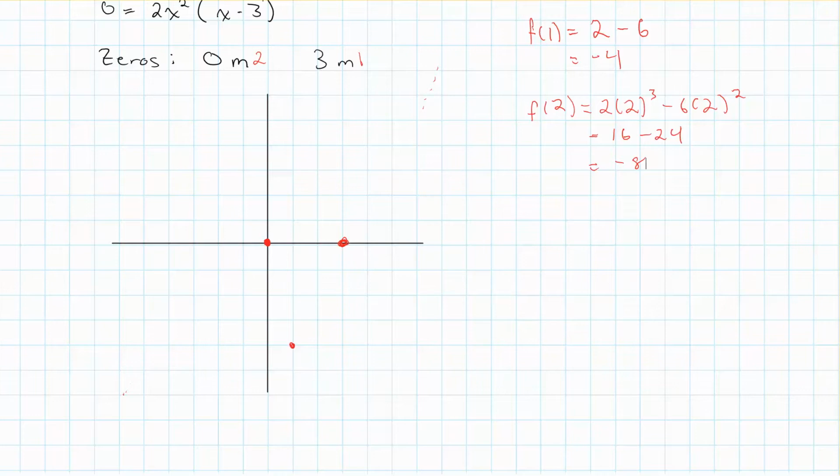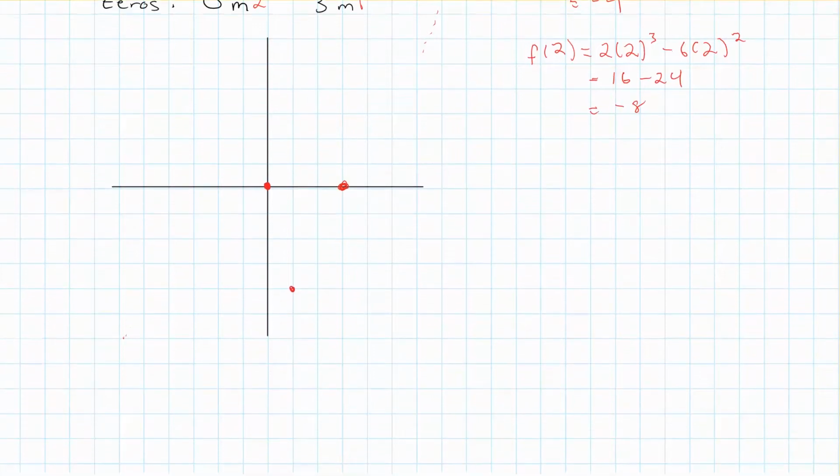Okay, so if we want to plot this point, it would be 2, negative 8, so 4, 5, 6, 7, 8. So that would be this point right here. And then let's go ahead and do f at negative 1.